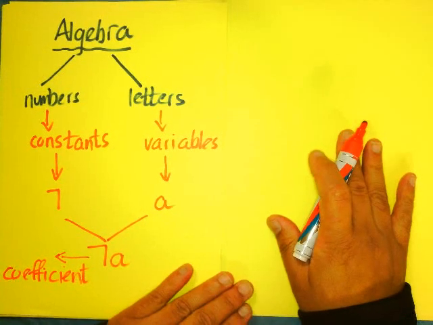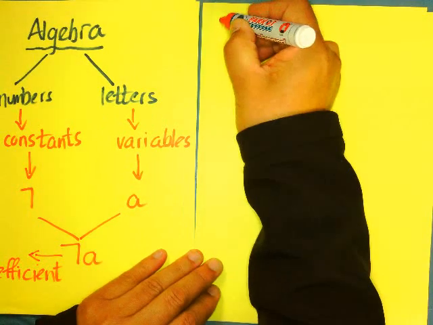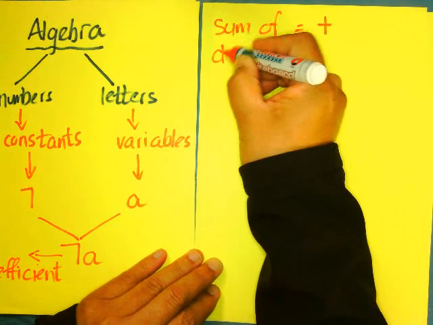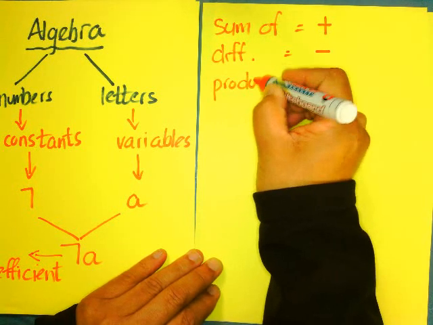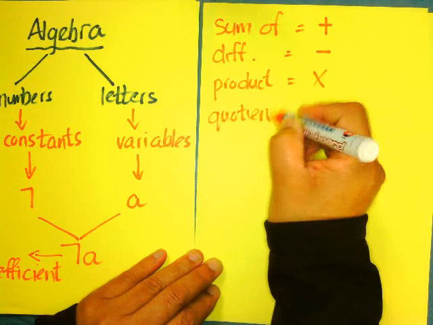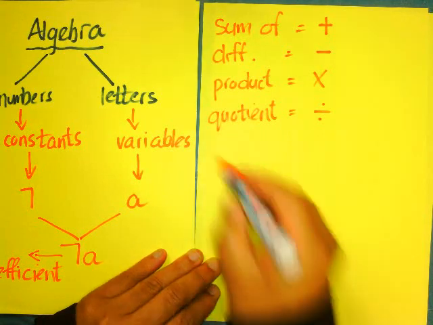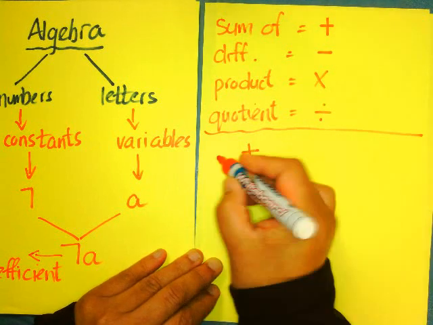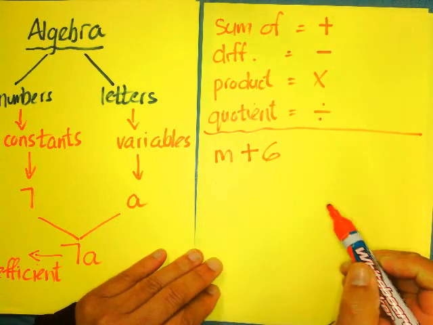And if you look in more detail at the algebraic language, you must remember: sum of is when I add, difference is when I subtract, product is when I multiply, and quotient is when I divide. So based on that algebraic language, I can now make an example and say, write as an algebraic expression the sum of a number, any variable, and 6. Then the algebraic expression will be m plus 6.